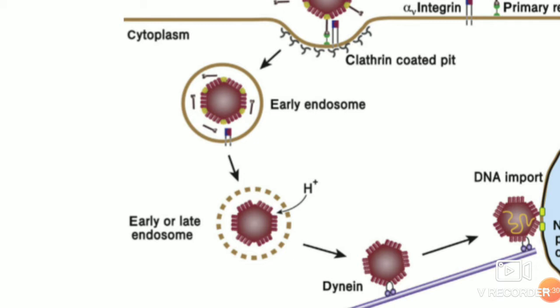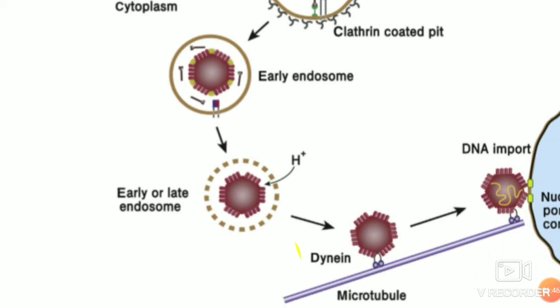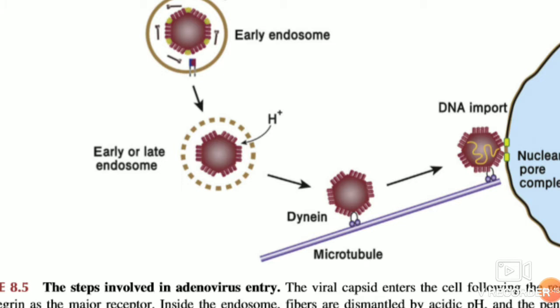When the fiber proteins are released, the pentons are exposed. There is membrane lysis by the N-terminal of capsid protein 6, and immediate endosome rupture happens, forming the late endosome. So there is a rupture. Now the viruses are in the cytoplasm, the fibers are not there, and the pentons are deformed because of the acidic pH.